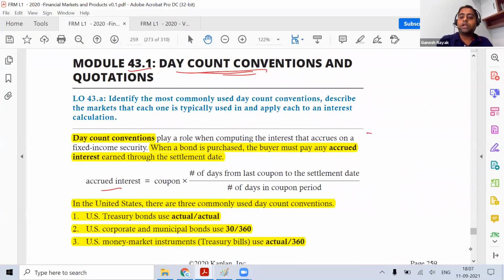I want you guys to look at this entire piece along with the formula. Mark this formula as star. This question of calculation of accrued interest has been asked in your exams in the history. So look at this formula properly and look at the paragraph.